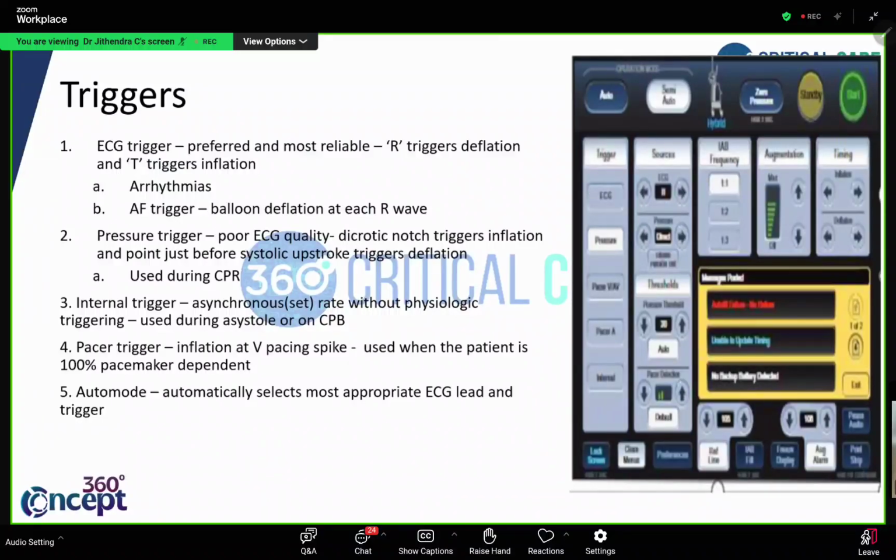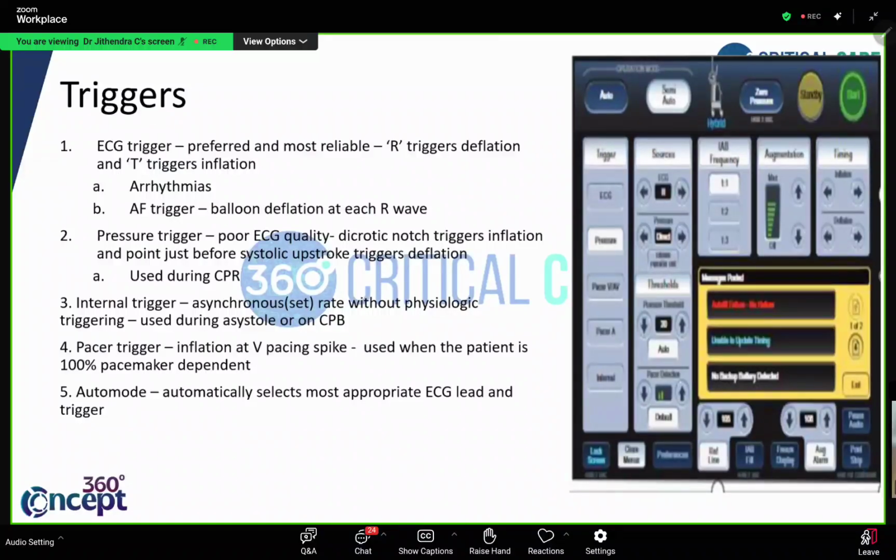So next comes something called the internal trigger. Your ECG is also not working, your arterial trace is not great. Then you can put it to a baseline default mode called internal trigger. So here it is an asynchronous rate without physiologic triggering. Without any trigger, it will continue to give a trigger. Say when your patient has asystole, what to do? You have an IABP machine, and you are still preparing to start CPR. At that time you can put it into internal trigger mode. Usually it will be set at a rate of 80. So 80 beats will be supported. 80 times the balloon will inflate and deflate.